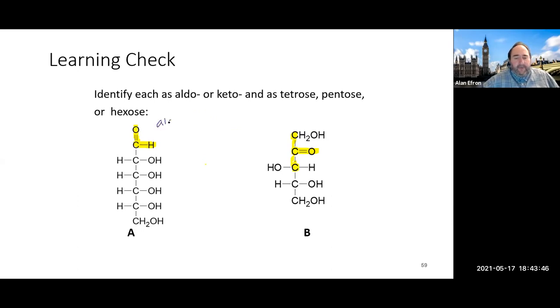So this is an aldose because of the aldehyde group. This is going to be a ketose because of the ketone group that's present. What's left is just to count the carbons. Starting where the carbon oxygen double bond is, that's carbon 1. This would be carbon 2, carbon 3, carbon 4, carbon 5, and carbon 6, which means this would be a hexose because it has 6 carbons. Starting here, again, this would be carbon 1 above the carbon oxygen double bond, carbon 2, carbon 3, carbon 4, and carbon 5. That would be a pentose. Any questions on that one?